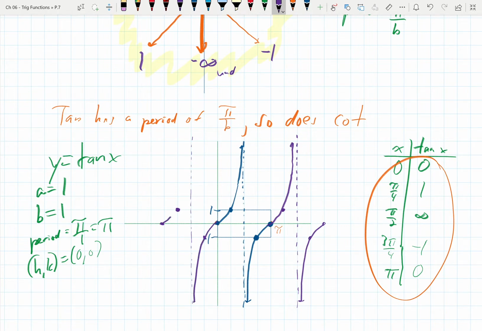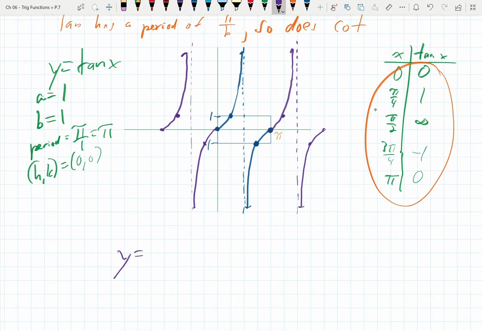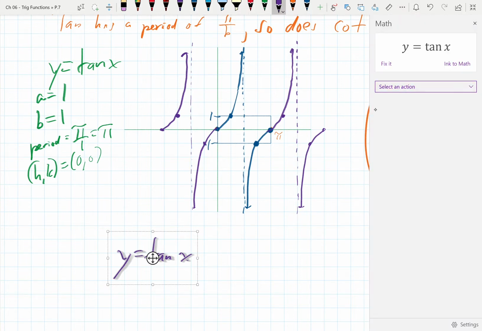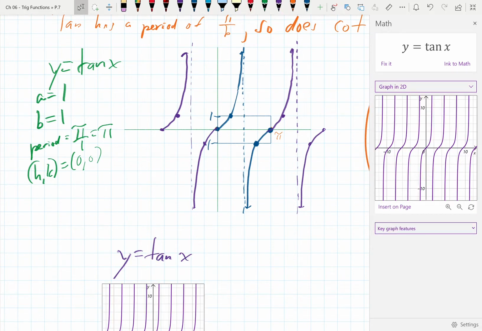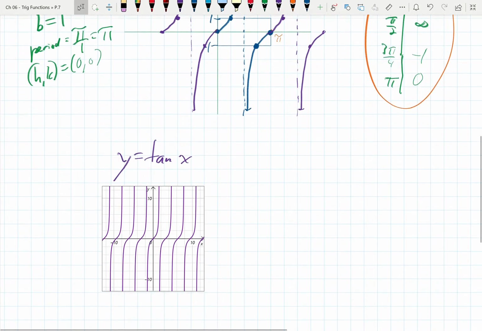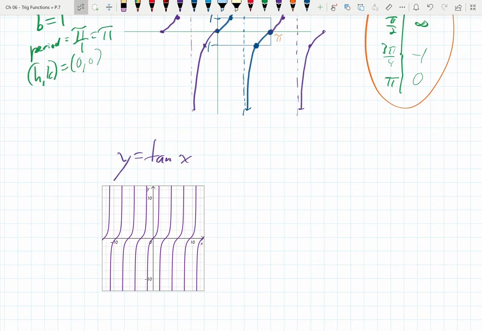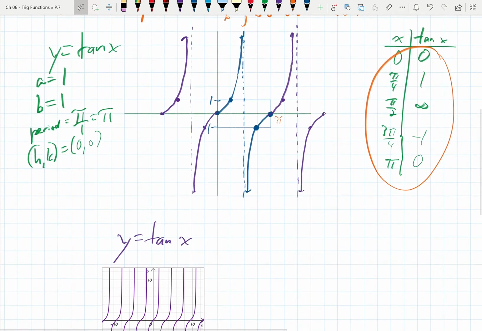And there's one, and there's one. Those are tangent lines. They continue infinitely far left and right. If I want to be clever and technological and say, let's circle this and graph it and hope that this recording doesn't stop. Math. Oh, graph in 2D, insert. There we go. There's tangent at its most basic. A couple of things I want to note about it.